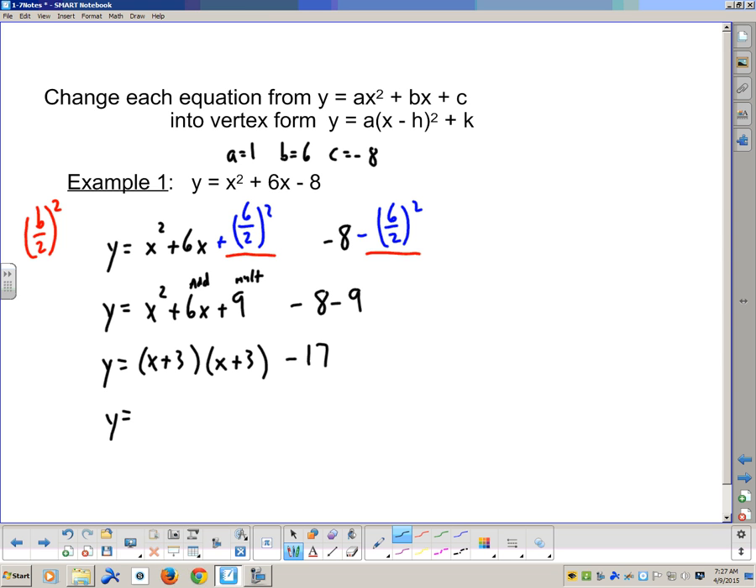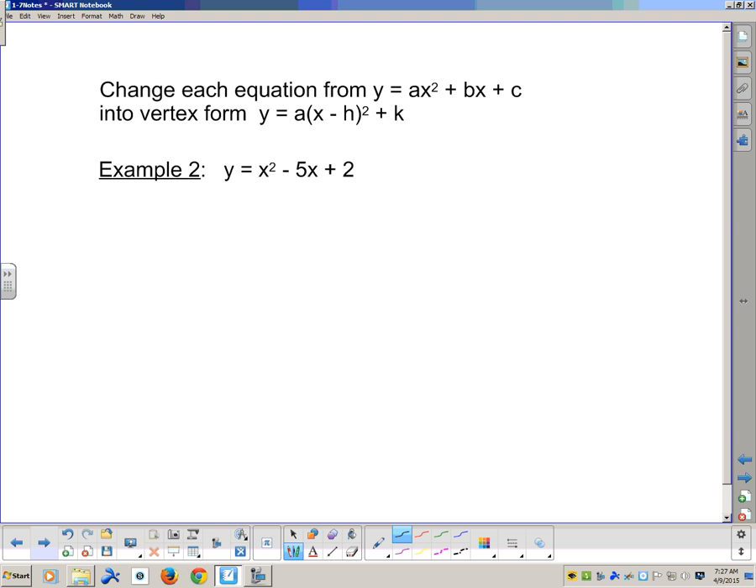So now what happens here? You've got 2 of those x plus 3, so I can write that as x plus 3 squared minus 17. So there it is in vertex form. We've changed it from standard form into vertex form, and we have it. So we're good.